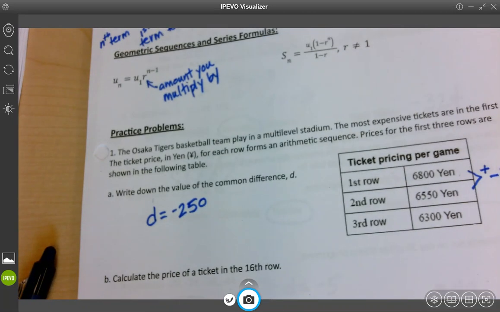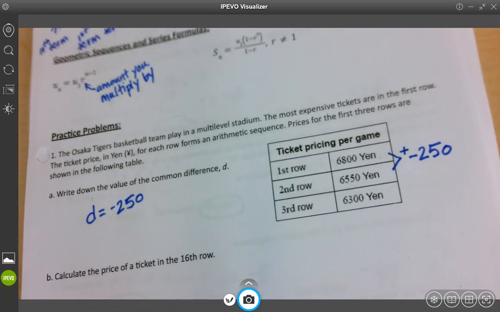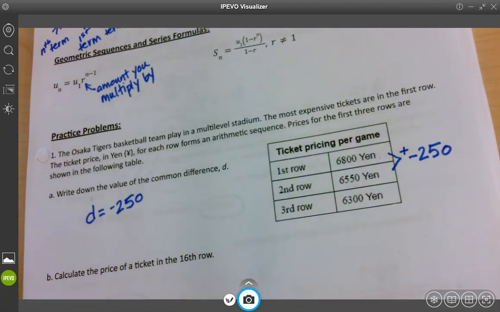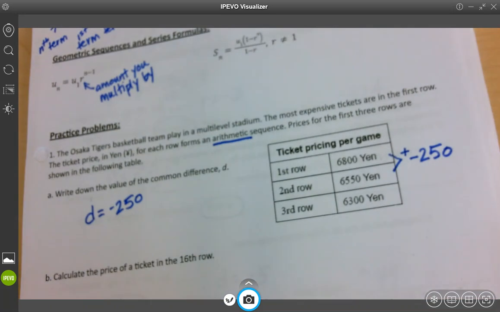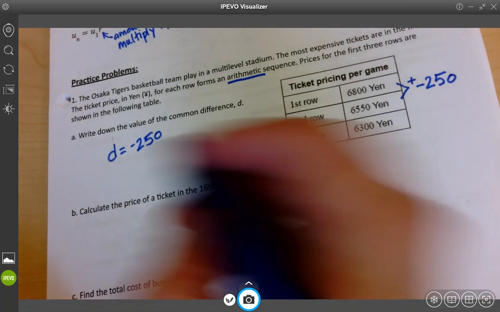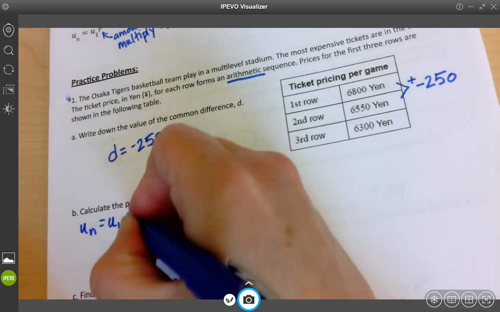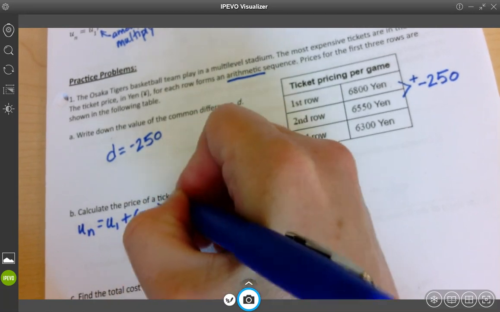Calculate the price of a ticket in the 16th row. Now, some of you guys really like to just follow the pattern to the 16th row, and that's okay, but if it asks you the 1000th row, I really don't want you to have to do that. So we're going to use the formula. Which formula are we going to use, arithmetic or geometric? Arithmetic, right? Because it does say it's an arithmetic and it's an adding pattern. And then are we going to use the U formula or the S formula? U, because the S is for a sum and it doesn't ask for a sum. So I'm just going to write the formula to start. U sub n equals U sub 1 plus n minus 1 times D.